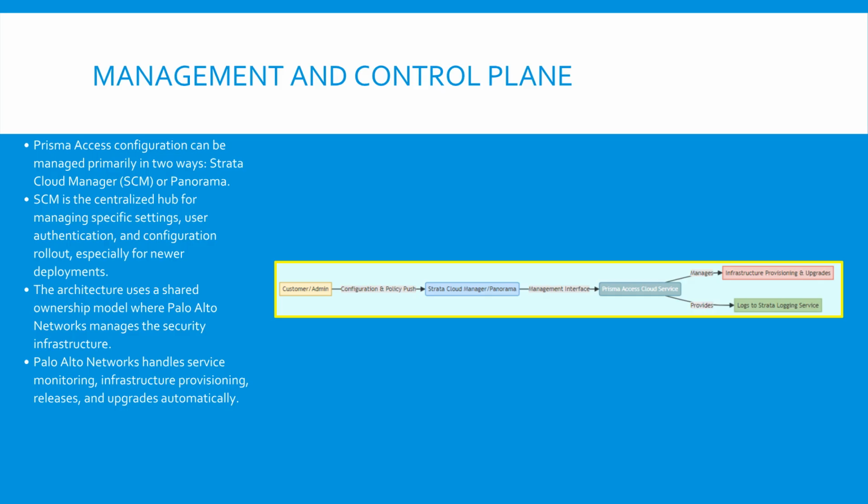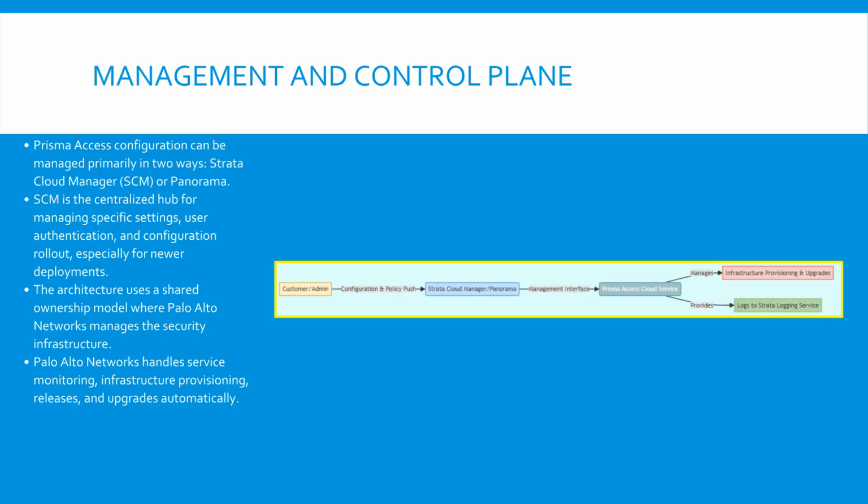This flow diagram illustrates the shared ownership model for Prisma Access, which is key to its cloud architecture. The customer, represented as the user, uses either the Strata Cloud Manager or Panorama as the single point of configuration. This management console then interacts with the Prisma Access Cloud Service to define settings like security policies and user groups. The cloud service layer is where the actual infrastructure management happens.